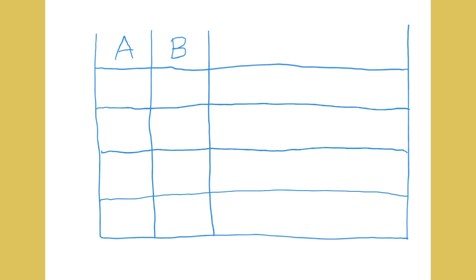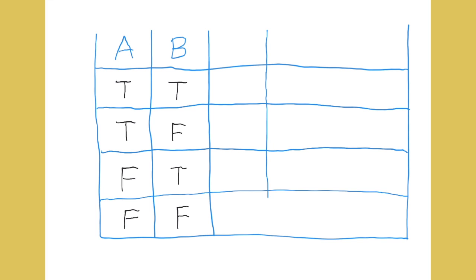In the first row, A and B are both true. In the second row, A is true and B is false. In the third row, A is false and B is true. And finally, in the fourth row, A and B are both false. The truth table has 5 columns, one for each of the 2 basic propositions, and one for each of the 3 statements that we must evaluate that build upon these premises.